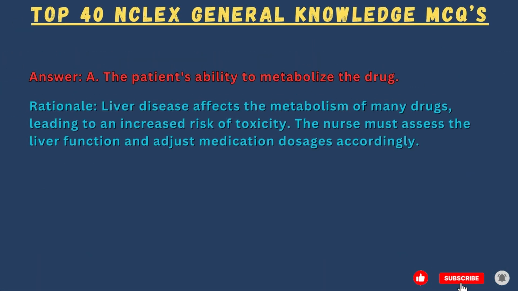Answer: A. The patient's ability to metabolize the drug. Rationale: liver disease affects the metabolism of many drugs, leading to an increased risk of toxicity. The nurse must assess the liver function and adjust medication dosages accordingly.